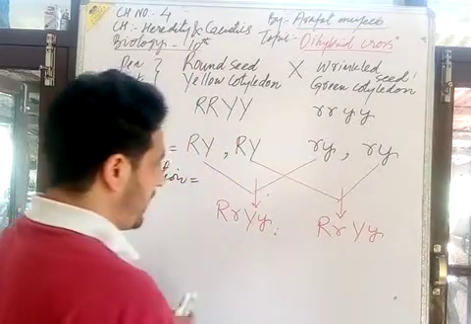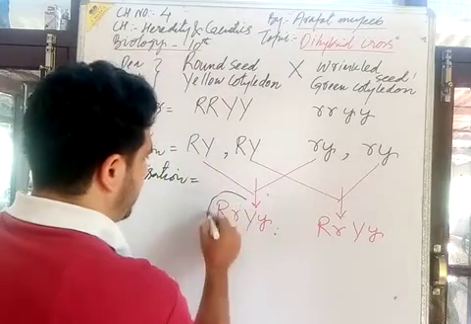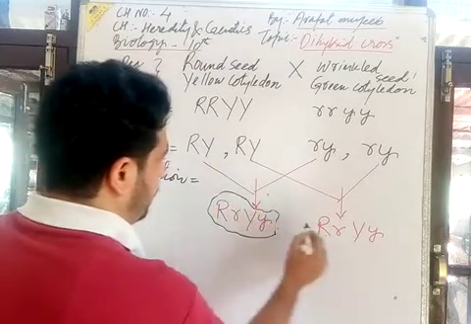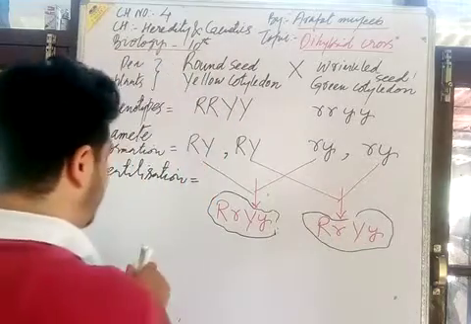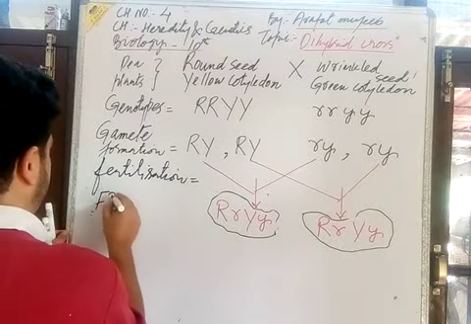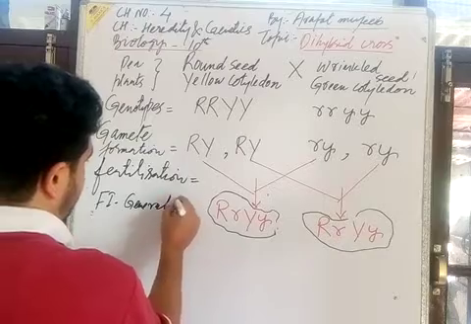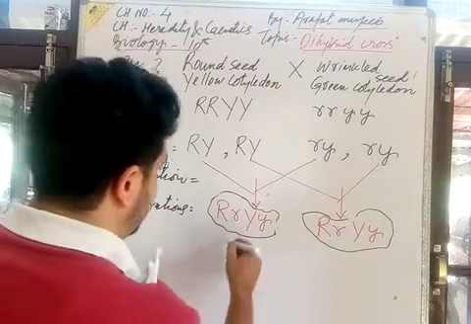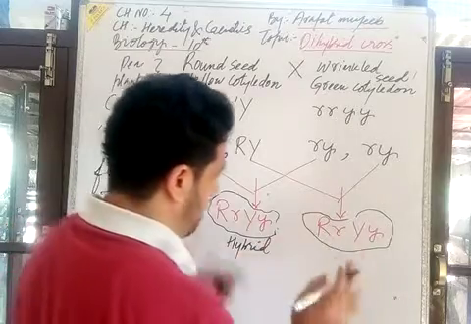How can we define this thing here? I am going to define it. Now it is the first filial generation. It is the F1 generation. What did we see in the first generation? Here is the hybrid, a mix-up, hybrid.